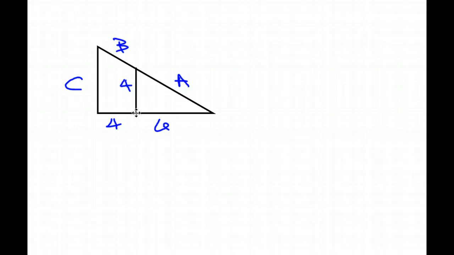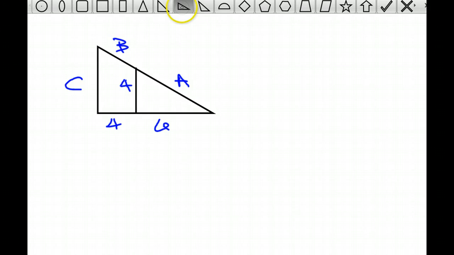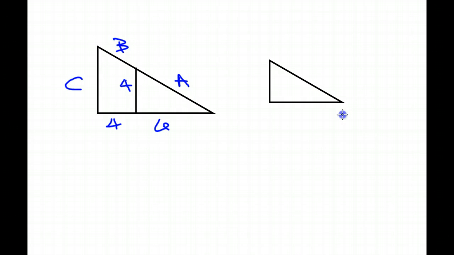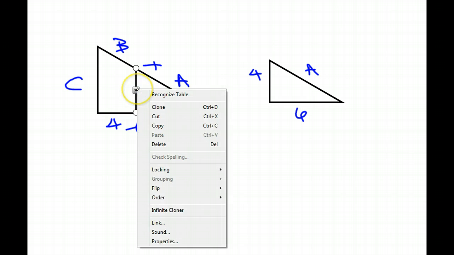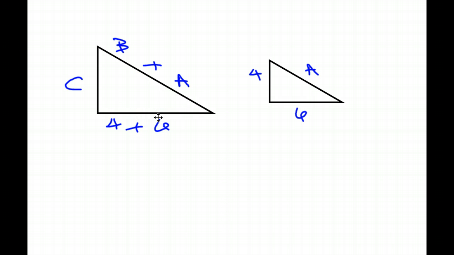So what I would suggest doing is make 2 triangles. Let's make the inside triangle, the smaller triangle, its own. And then this ends up being 4 plus 6. This is B plus A. And we can get rid of that there and just deal with comparing those 2 triangles.